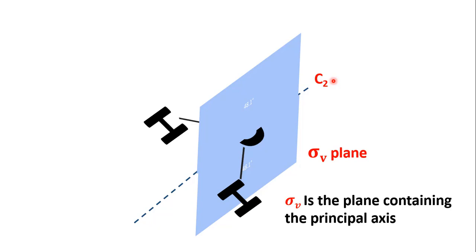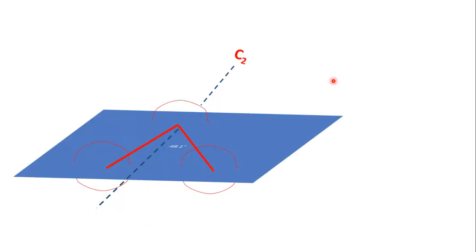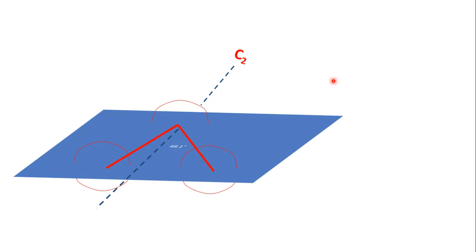There is another plane in the water molecule, like this. This plane cuts all the atoms in the molecule into equal halves. That is, this plane passes through the oxygen and the two hydrogen atoms. In each of the atoms, one half is above the plane and one half is below the plane.